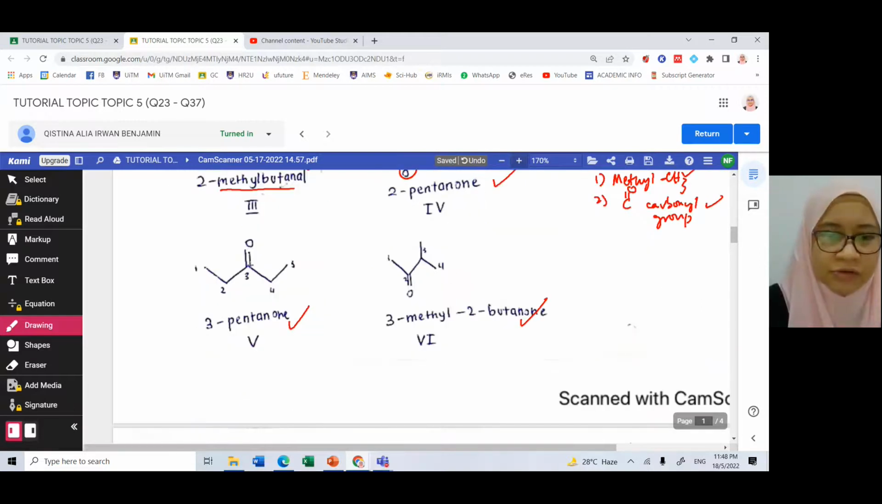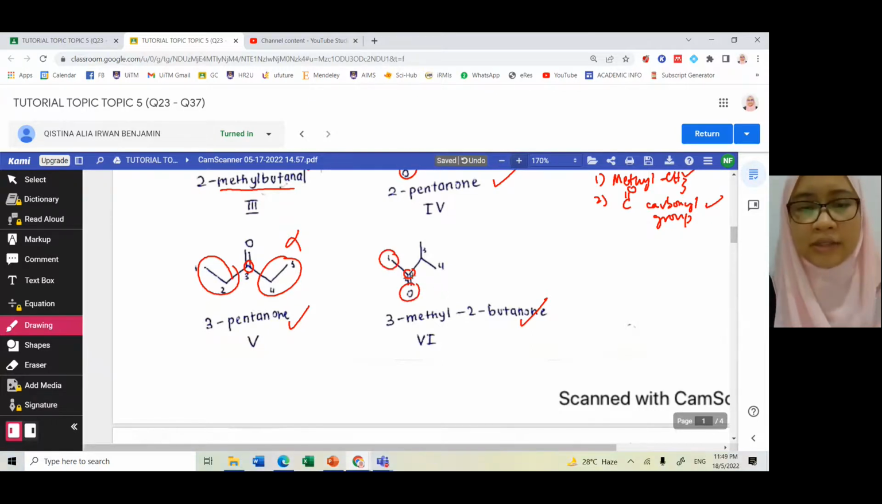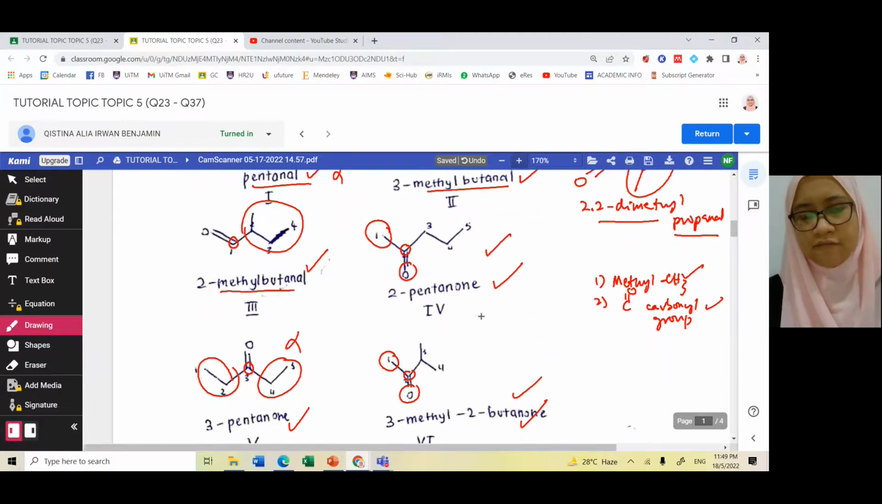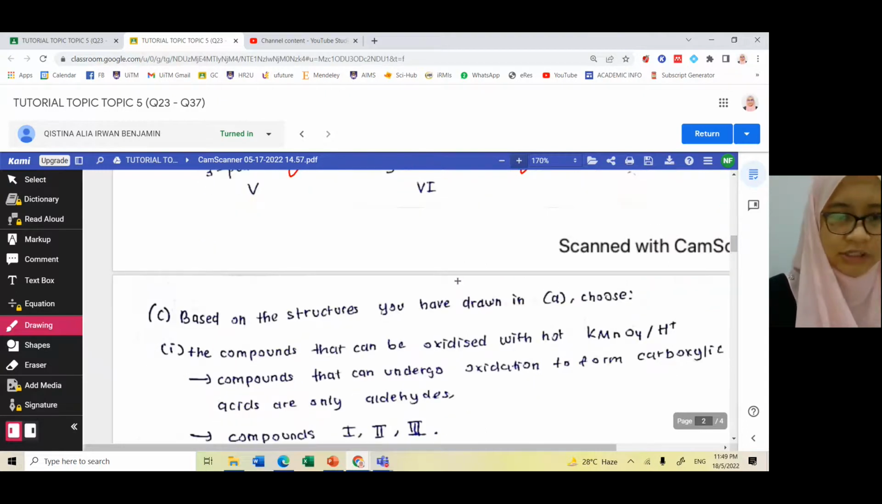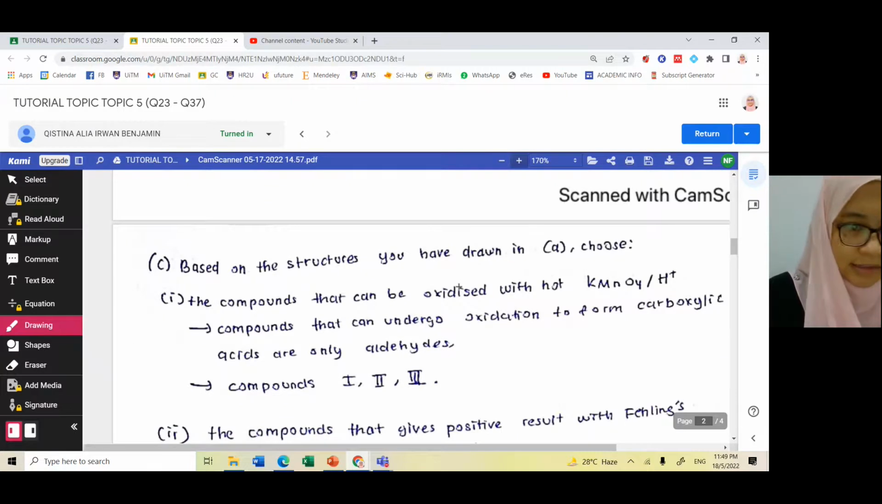How about 3-pentanone? This carbon is attached to an ethyl and another ethyl group, so it will not give a positive result to iodoform. This one, 3-methyl-2-butanone, is attached to a methyl group and also the carbonyl group, the double bond O. So this also will give a positive result to the iodoform test. So we have two compounds that give a positive result to iodoform: 2-pentanone and 3-methyl-2-butanone. Those are the two answers for question number 3. And then C.